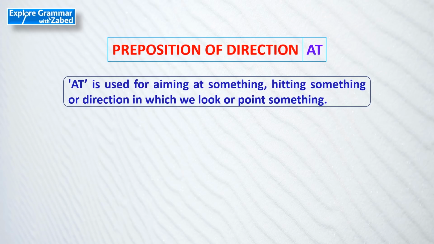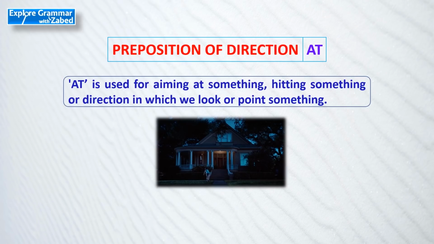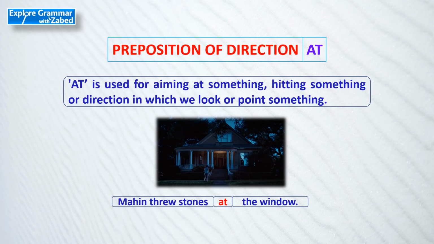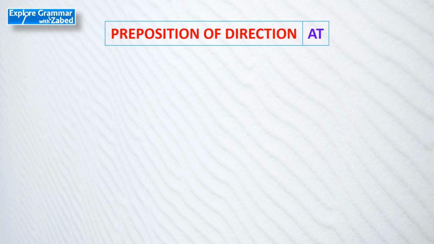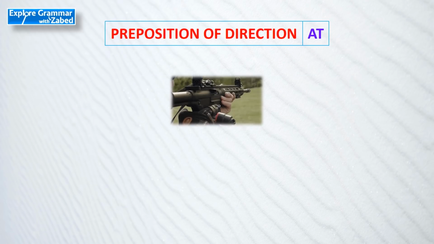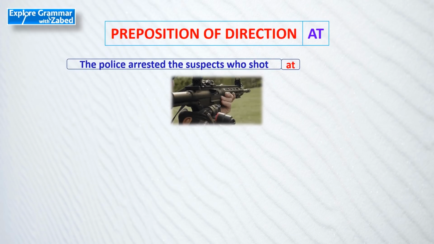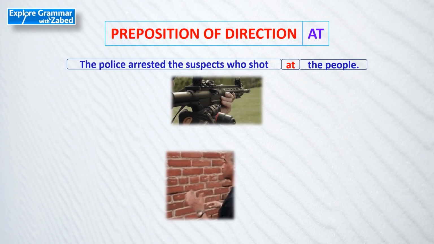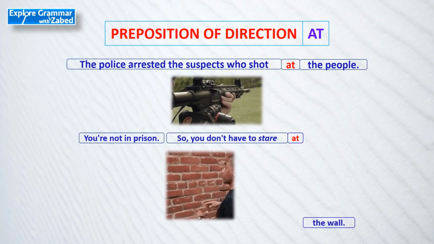Let's look into some examples to understand better. Mahin threw stones at the window. In the sentence, stones hit the window. The police arrested the suspects who shot at the people. In the sentence, suspects targeted the people. You are not in prison, so you don't have to stare at the wall.